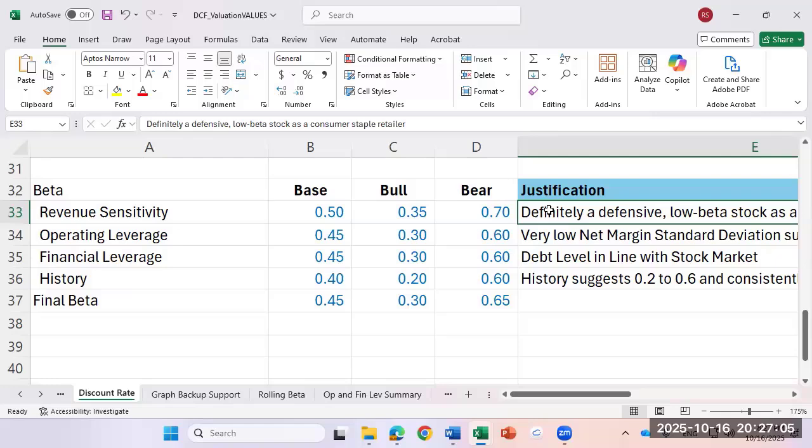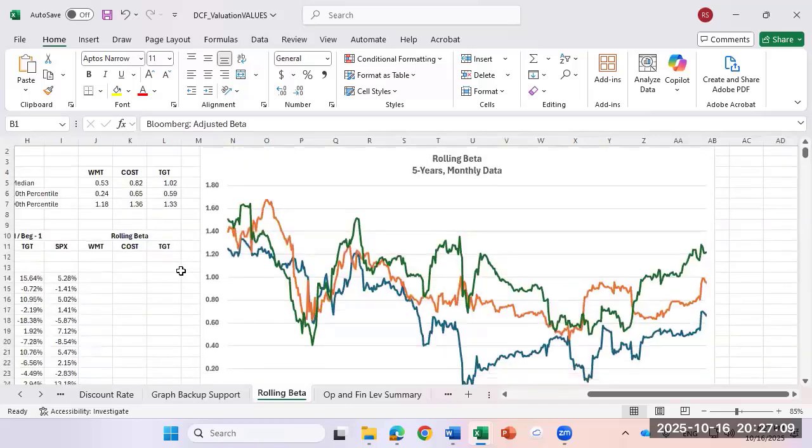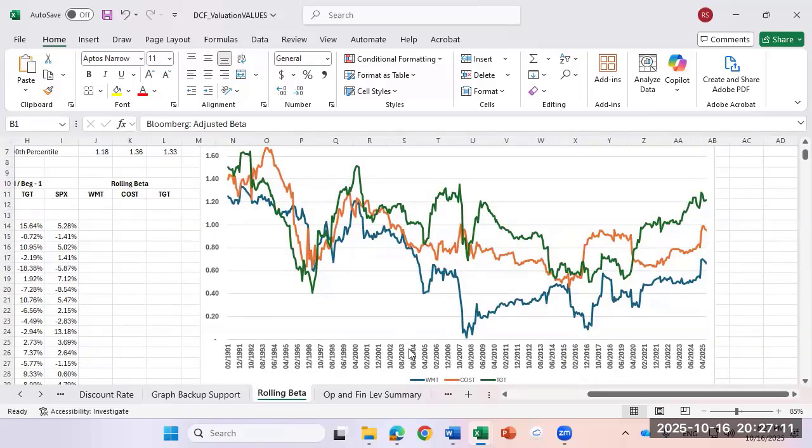What a lot of people do is, well, first of all, with Walmart, I would probably kick out anything before like 2004. Walmart was a much smaller company back here, a very different company. So I might say, let me take the last 20 years. And what a lot of people will do is just look at the median. The median here looks like it's about 0.4. I could use 0.5, 0.4 for Walmart.